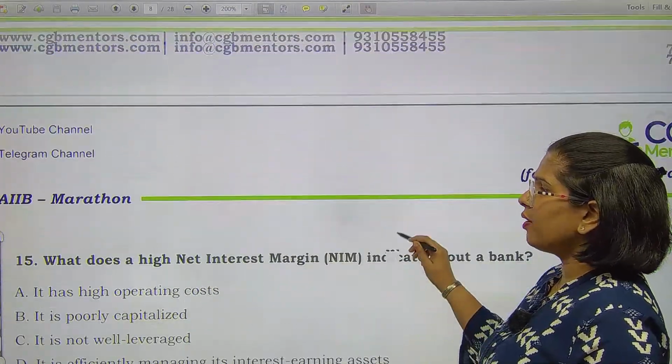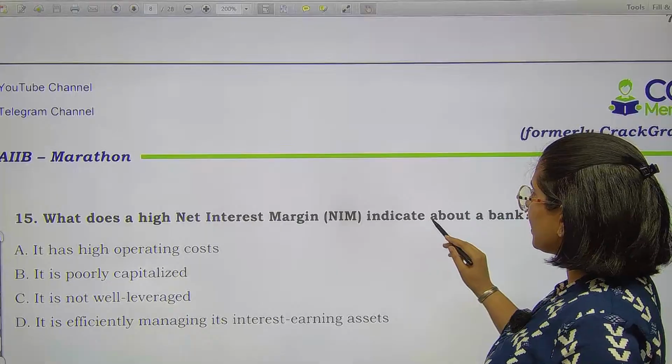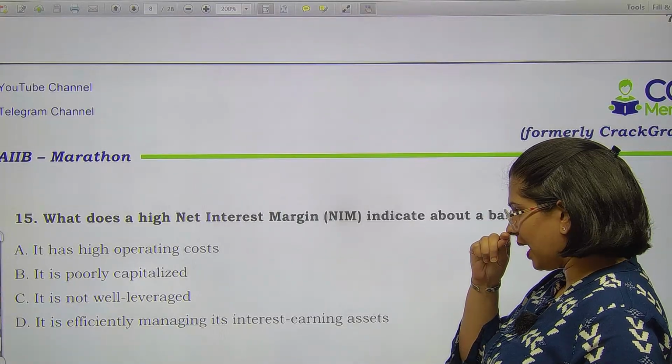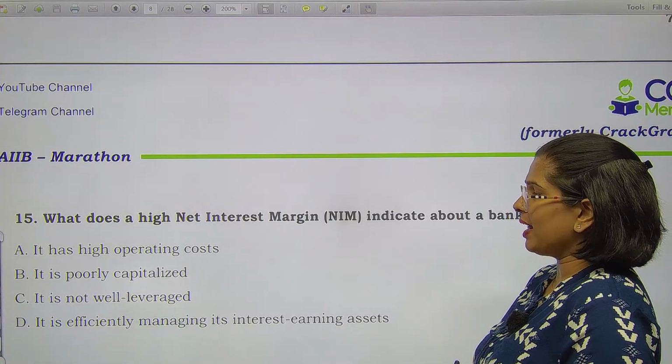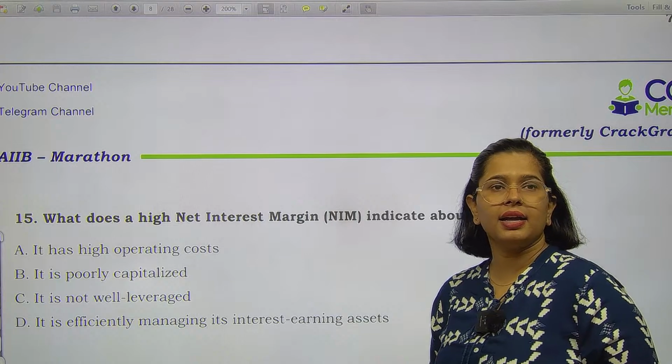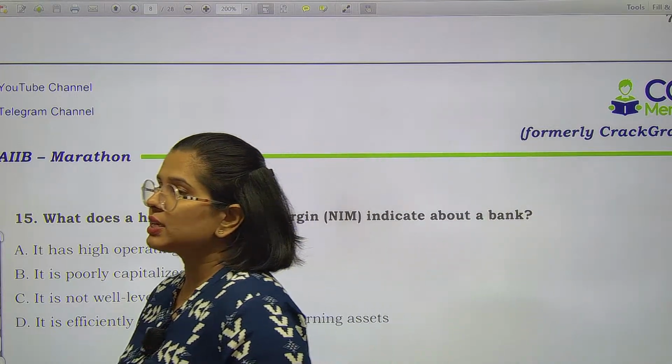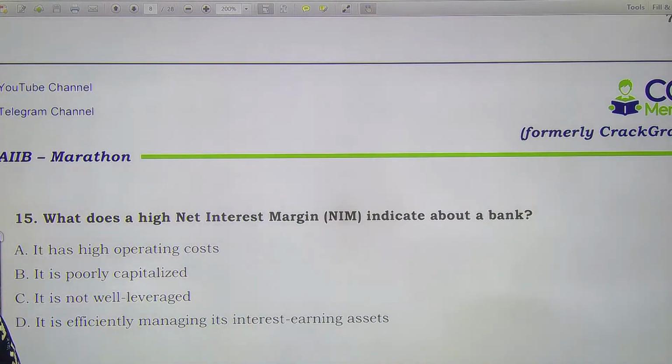Now, what does a high net interest margin indicate about a bank? So that means it is efficiently managing its interest earning assets. अगर income ज़्यादा है, तो इसका मतलब आप अपने loans को better manage कर रहे हैं, right?